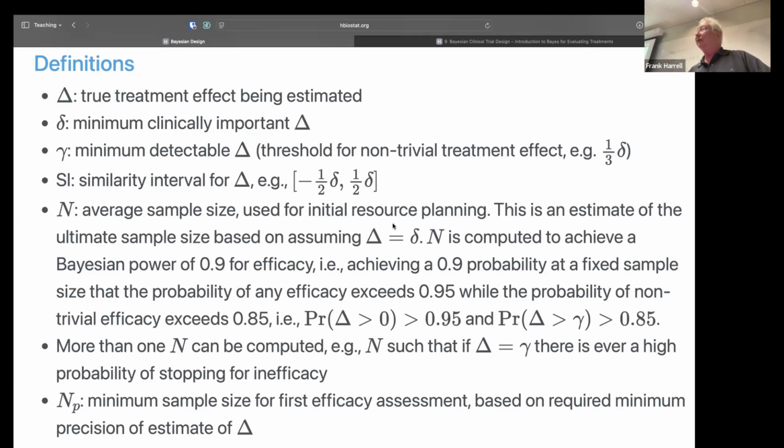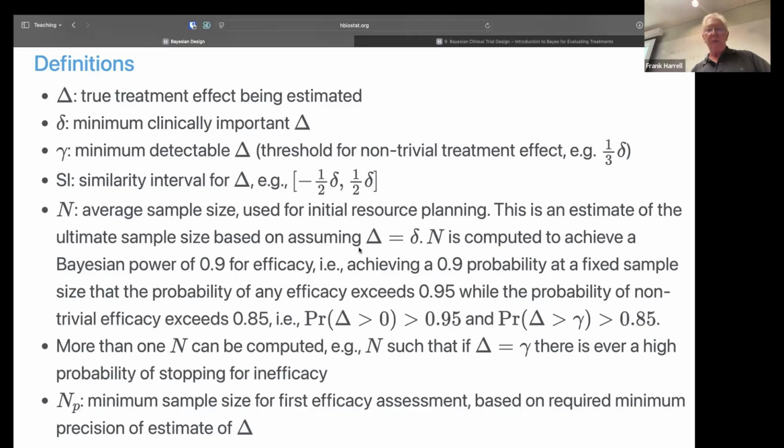Can I ask another question? The minimum detectable delta, is that a property of your outcome measure, or you're saying that's a property? Yeah, property, which we'll get to. Good point.